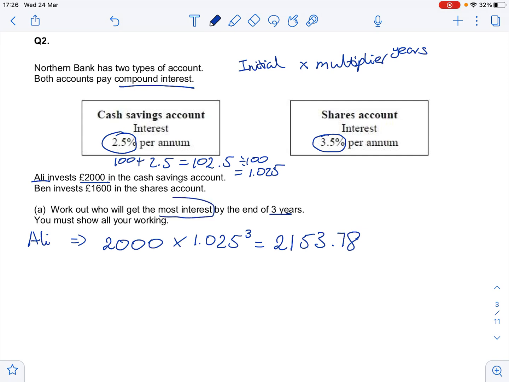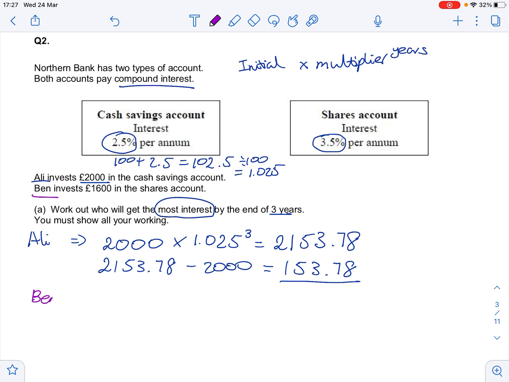But with interest, who will get the most interest? So interest is our final amount minus our initial, so Ali will receive 153.78 pounds of interest. Then we're going to look at Ben.